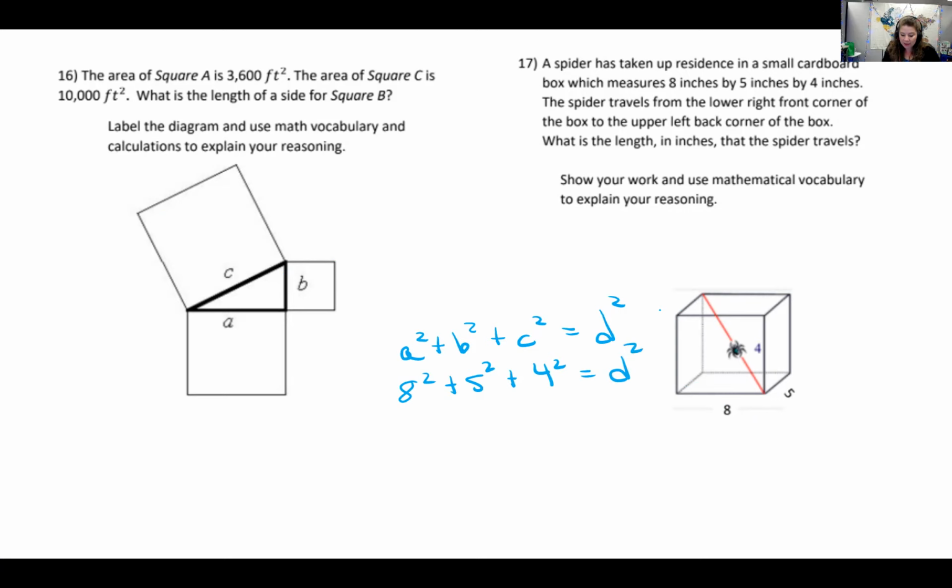When I plug that straight into my calculator, 8 squared plus 5 squared plus 4 squared is 105. And then finally, to get the diagonal, I find the square root of both sides. So the square root of 105 is 10.2. 10.2 whatever inches is the diagonal of the box.